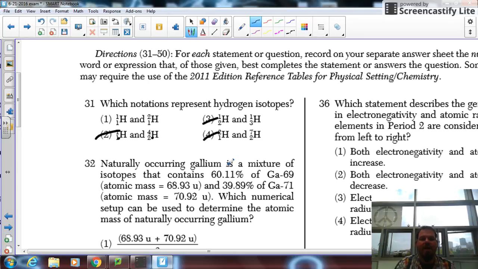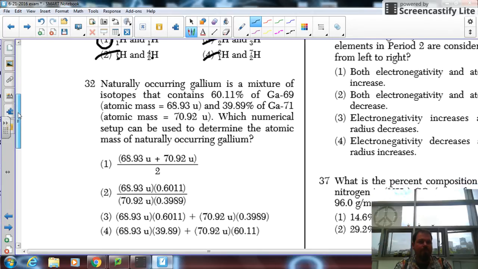So you see that right off the bat, I know that the atomic number is the bottom number, and for hydrogen, it's always one. By definition of an isotope, it has different masses because it has a different number of neutrons. So the only choice for that is number one. Okay, I hope that one was easy.